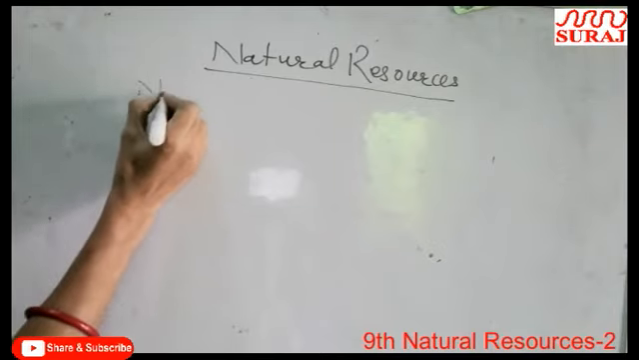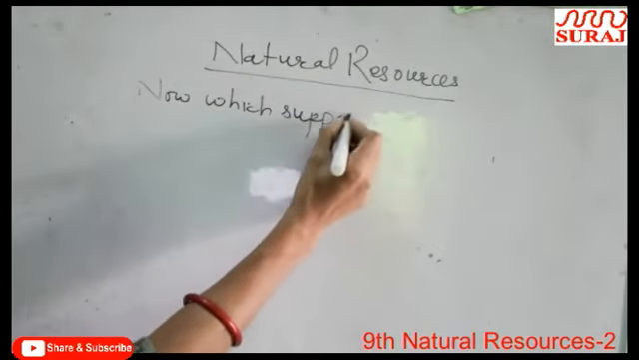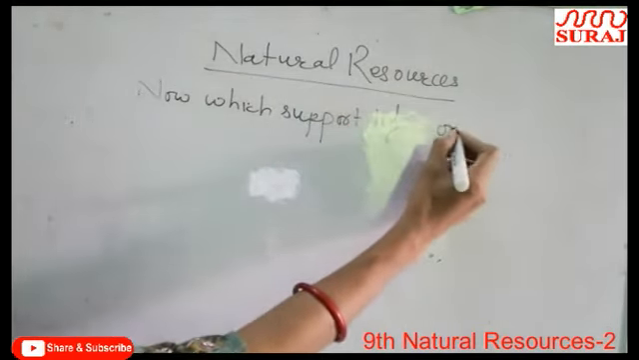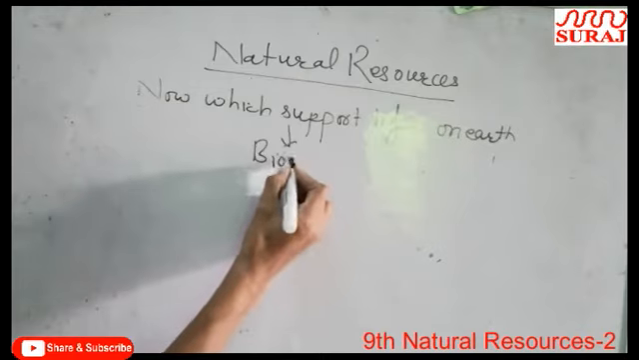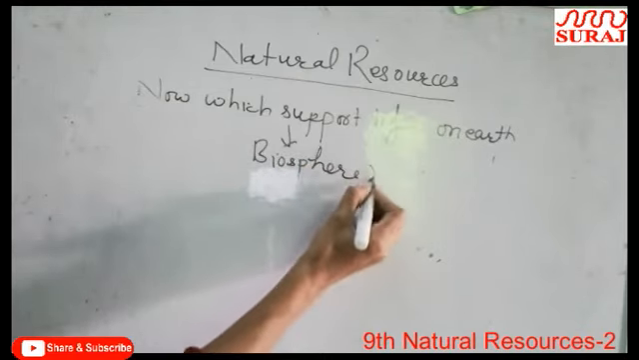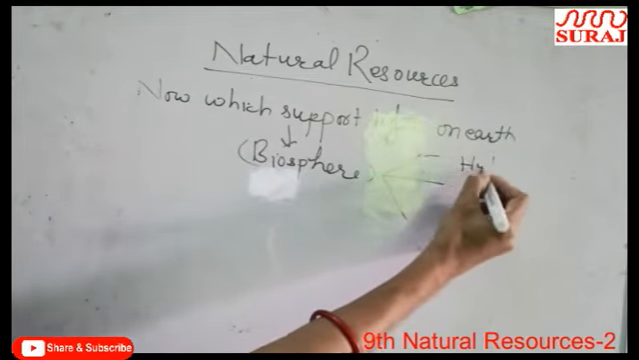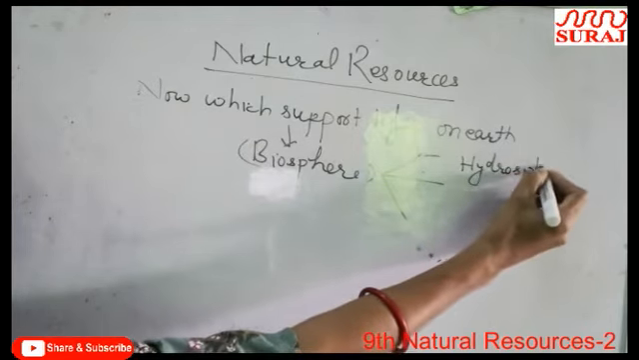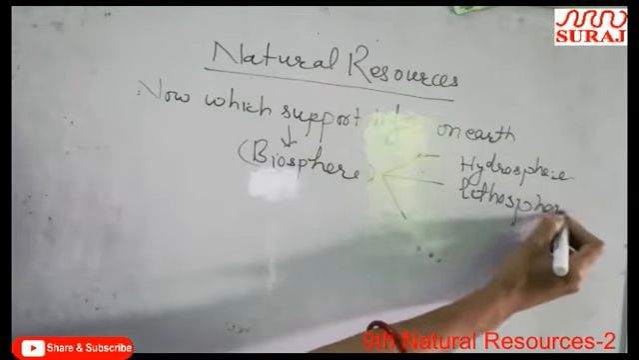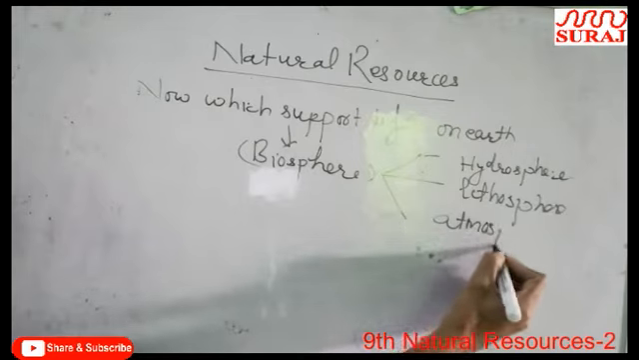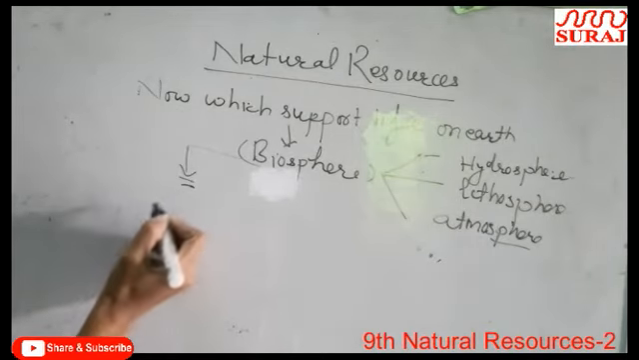Now the things which support life on Earth together form the biosphere, or you can say hydrosphere, atmosphere and the lithosphere are the components of the biosphere. Now what do you mean by biosphere? Biosphere से आप क्या समझते हैं?